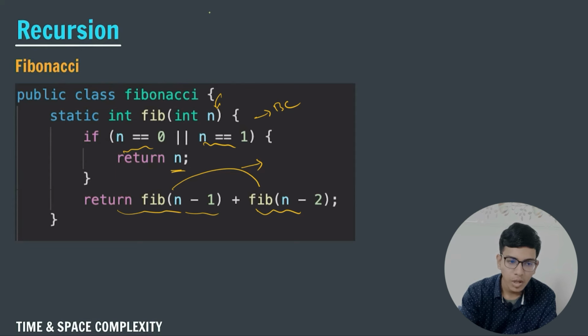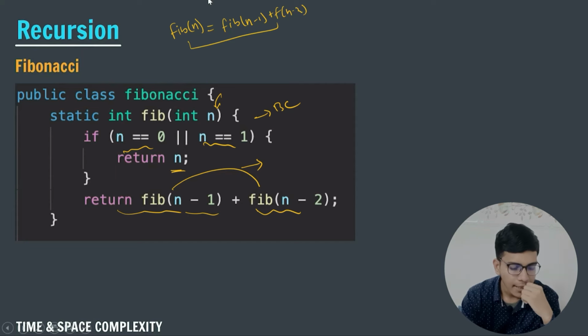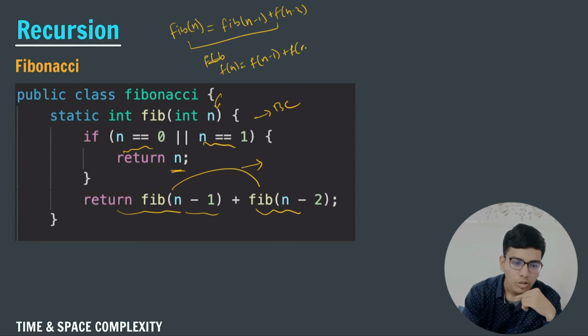So what is the Fibonacci of n? Fibonacci of n is equal to Fibonacci of n minus 1 plus Fibonacci of n minus 2. So this is the classic equation we have obtained from that particular video. Okay, so can I rewrite this particular equation, that is, Fibonacci of n is equal to Fibonacci of n minus 1 plus Fibonacci of n minus 2? So what is f here? F is the function, right?